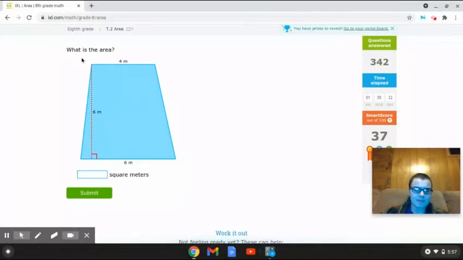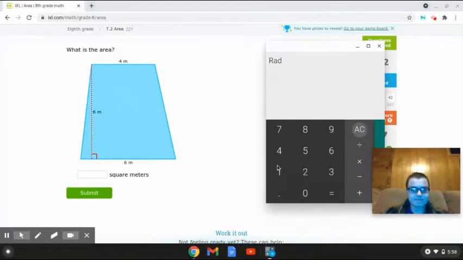Alright, so this next problem reads, what is the area? So as we can see here, base 1 on this trapezoid is 4 meters, base 2 is 6 meters, and the height is 6 meters. And the way that we're going to be solving for the area is like we've been doing before in these last few problems. We're going to be taking base 1 and adding it to base 2, dividing that answer by 2, and then multiplying it times the height.